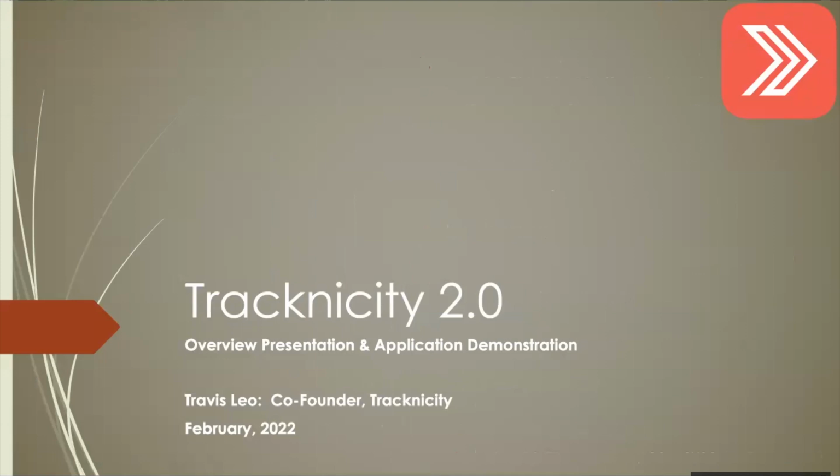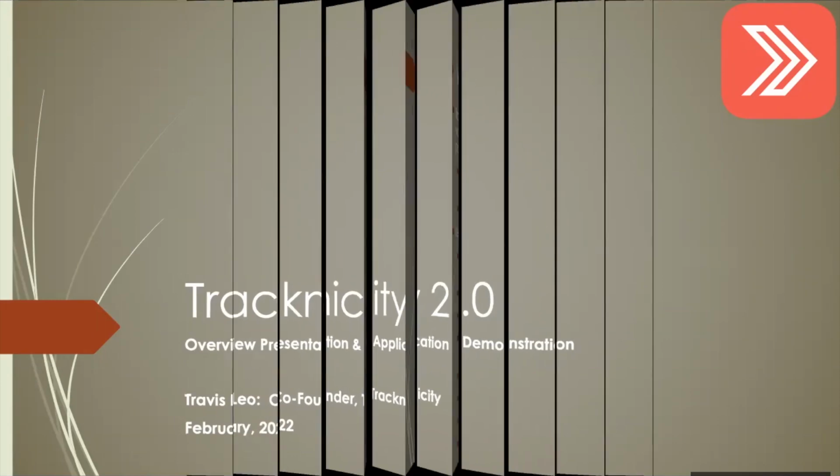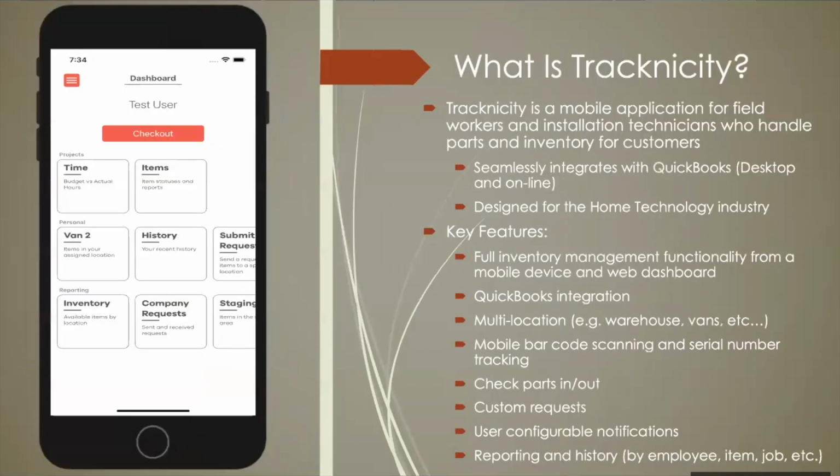I'd like to spend the next 30 minutes walking you through an overview of Tracknicity and the new features that are available in Release 2.0. For those of you who aren't familiar with Tracknicity, Tracknicity is a mobile application for field workers and installation technicians who handle parts and inventory for customers. Tracknicity seamlessly integrates with QuickBooks, both desktop and online version, and is really designed for the home technology or AV industry, but really applicable to anybody that handles inventory and product for customers.